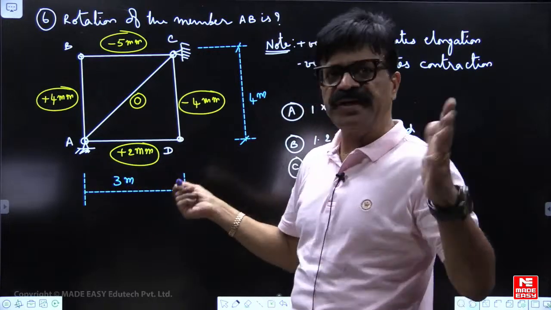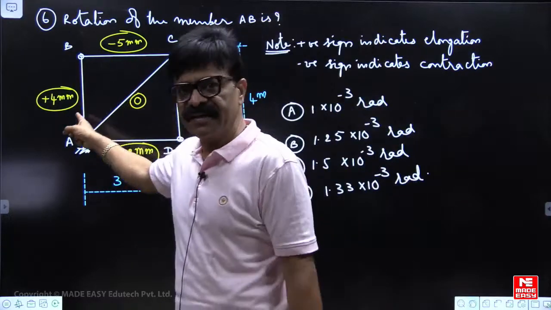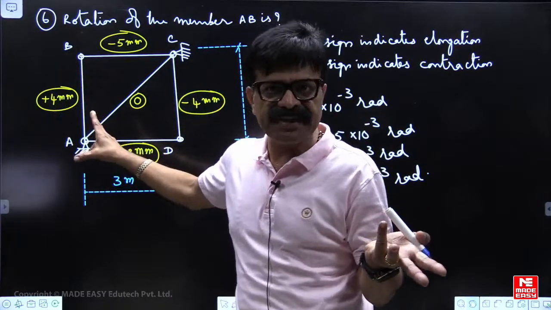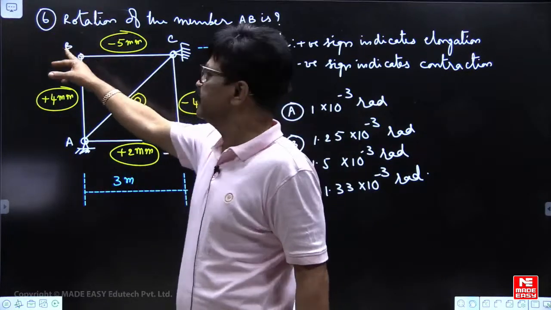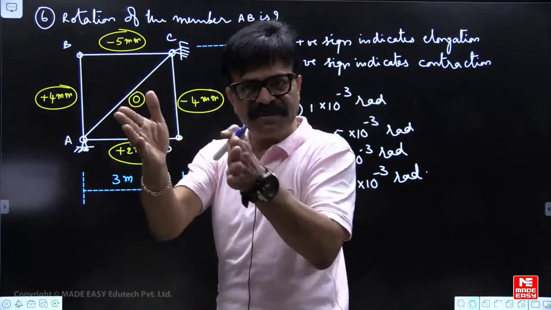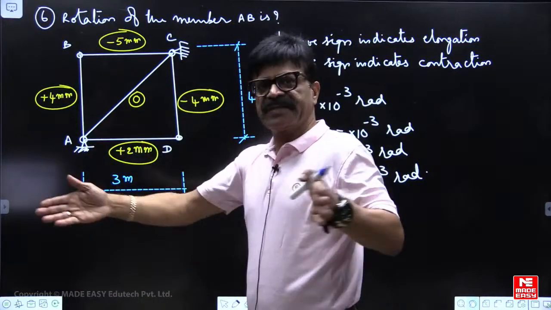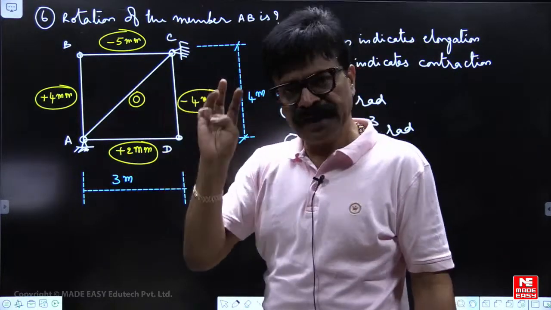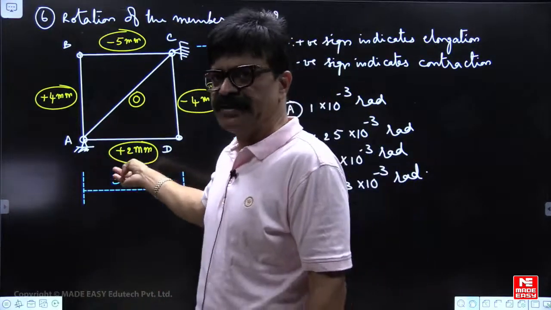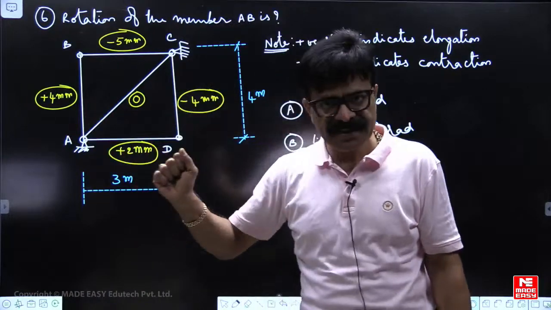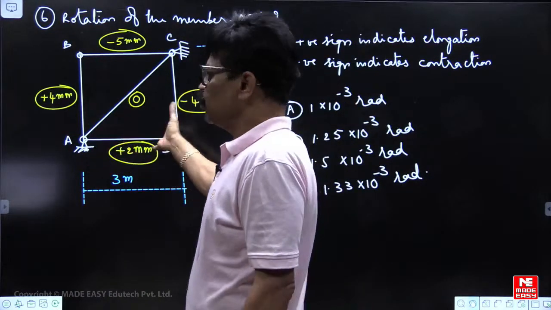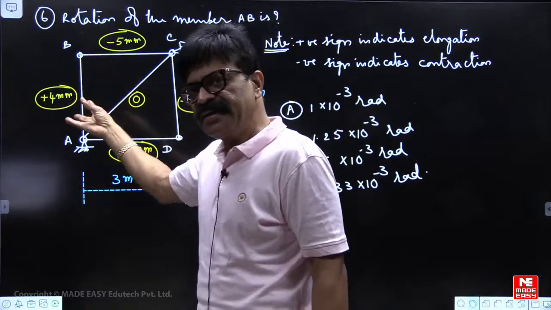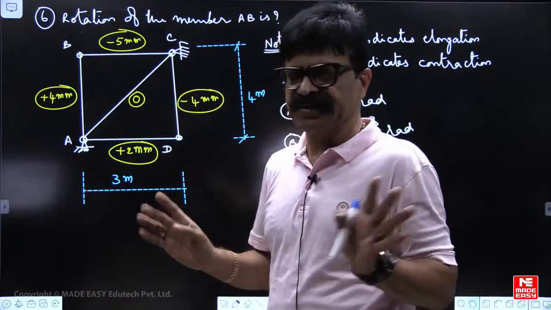Due to what? We are not interested why they are elongating or contracting. This elongation may be due to some fabrication error. 4 mm extra he has cut, this is 5 mm short they might have cut, 2 mm extra they have cut, like this. So these are maybe due to temperature change deformations, or due to fabrication errors, or due to loads. The reason for those deformations is not given, neither are we interested in it.